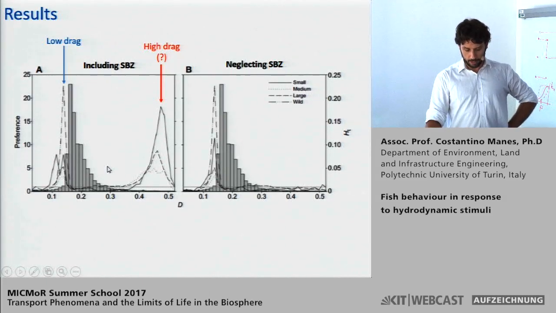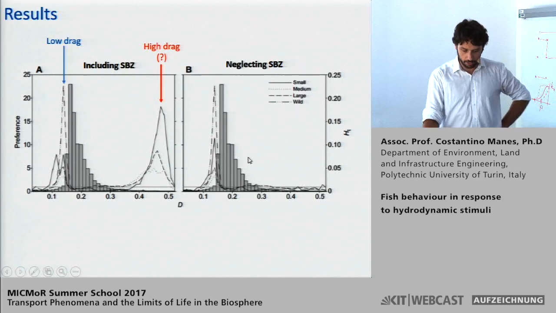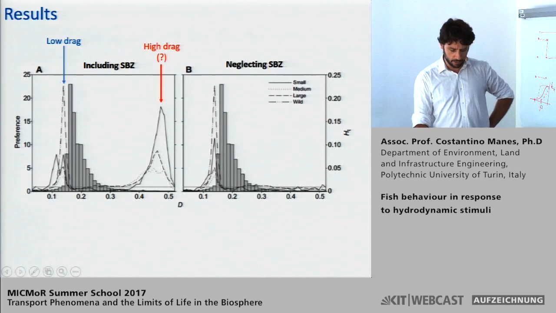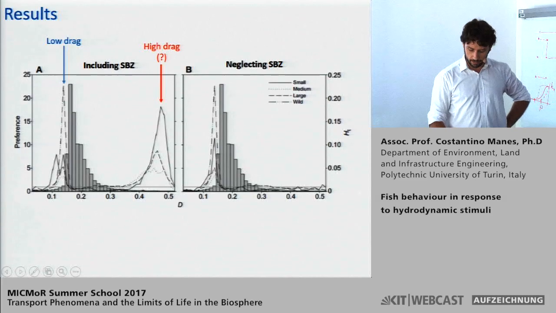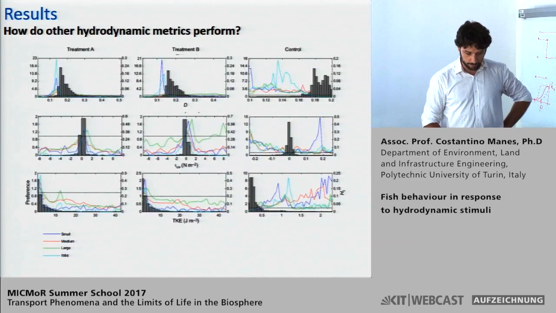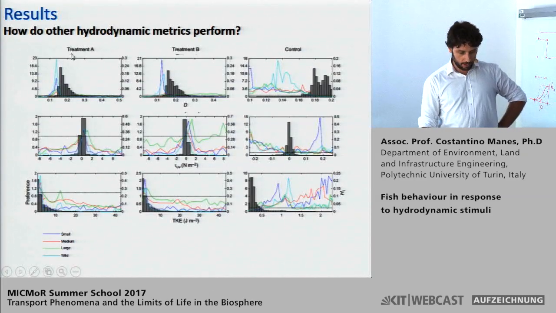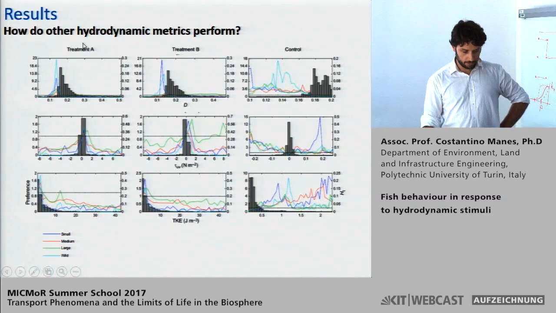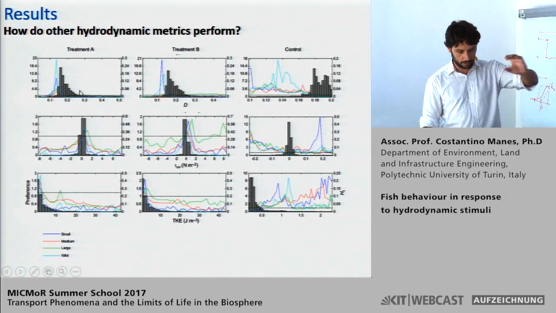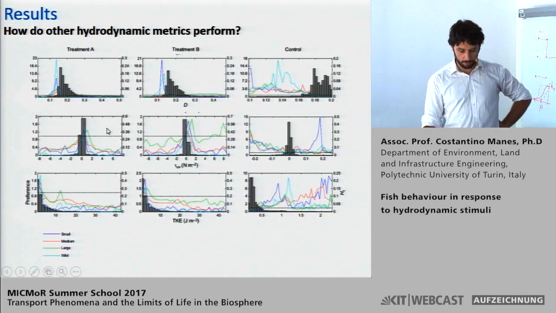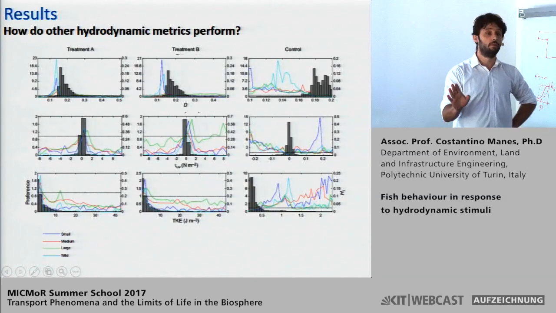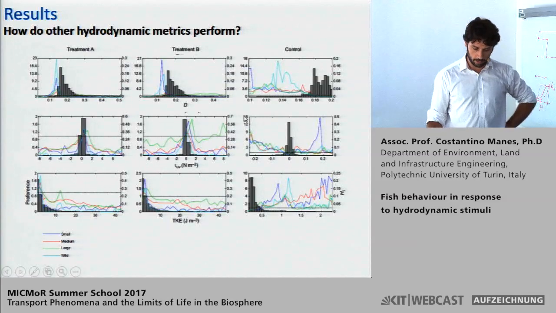So what we did, we then filtered out all these points of SBZ, neglecting the behavior in these specialized zones, and we compared the performance of the drag function against many other metrics. In this plot, you have the results of treatment A with the cylinders decreasing from left to right, treatment B where they were put in another configuration, and the control experiments, essentially an experiment with no cylinders in the test section.